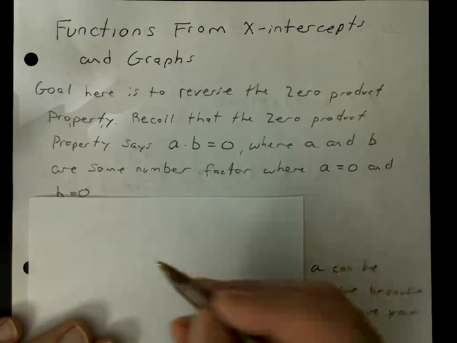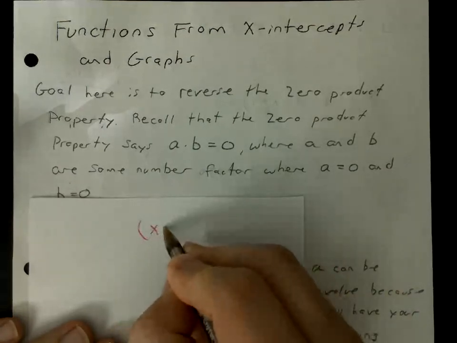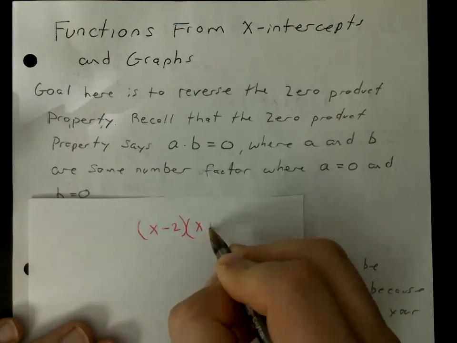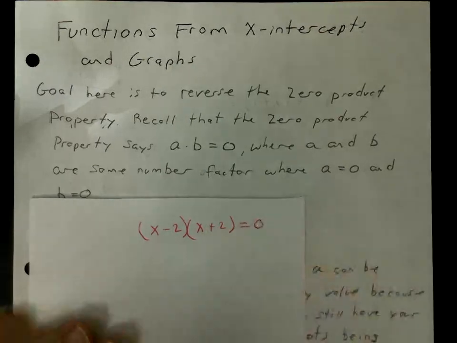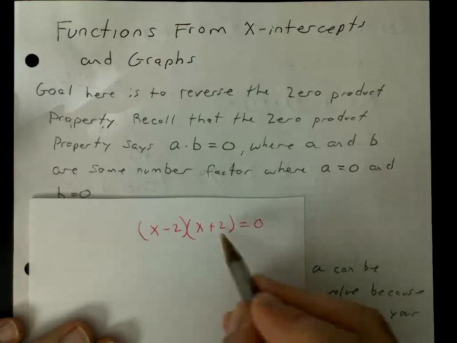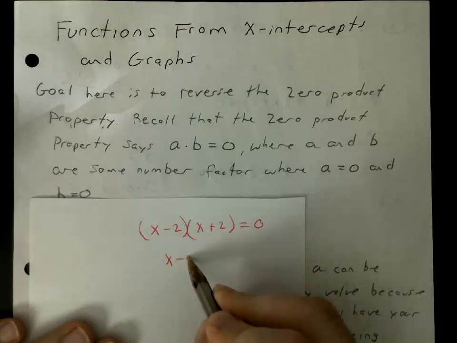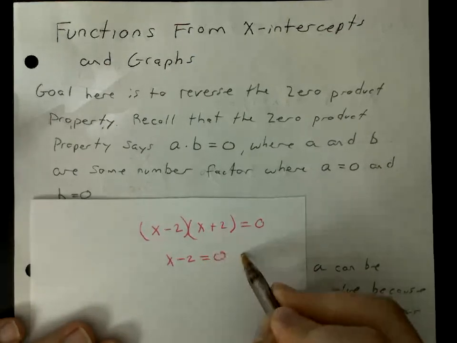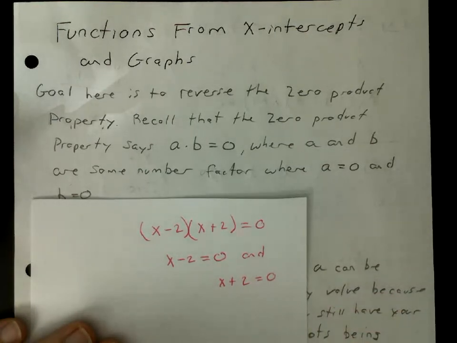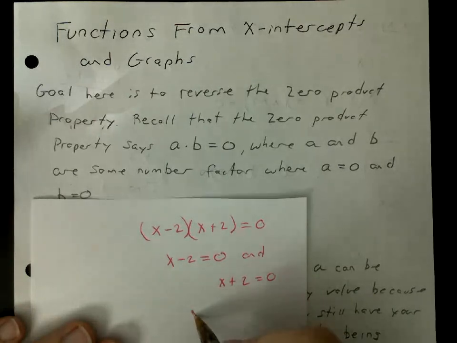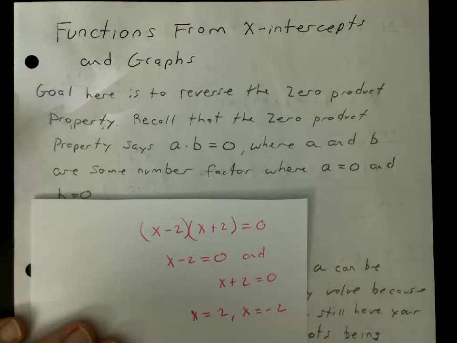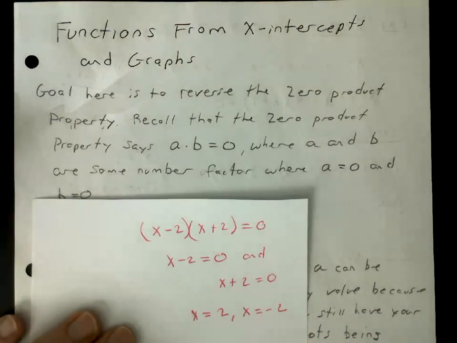we're trying to factor. So, for example, if we factored this and made this equal to zero, the zero product property says that if I take this factor and set it equal to zero, and if I take this factor and set it equal to zero, then I need to solve for x. And so my x is going to be 2, and my other x is going to be negative 2. So that's what we're trying to accomplish.